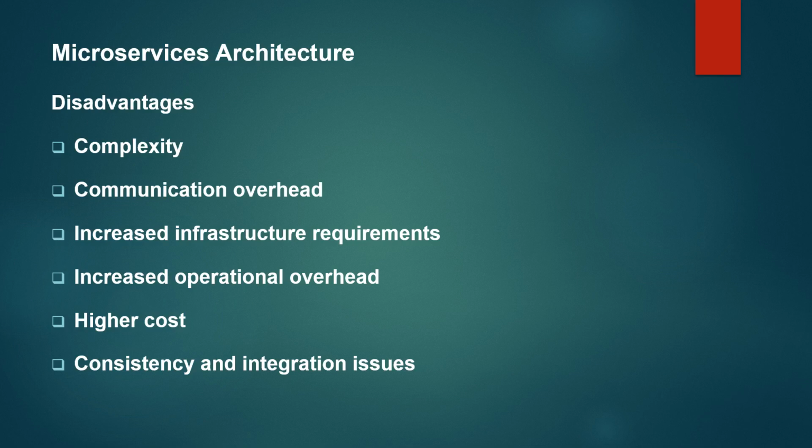Communication overhead: since microservices are decoupled, they need to communicate with each other using APIs and messaging systems. For messaging systems, as we already discussed, Kafka and RabbitMQ, we can use any of them for communication between two microservices. So it will increase the overall communication. Increased infrastructure requirements: we have multiple microservices, so we require a load balancer, an API gateway, and also a service discovery tool. These are the things we require to develop microservices.